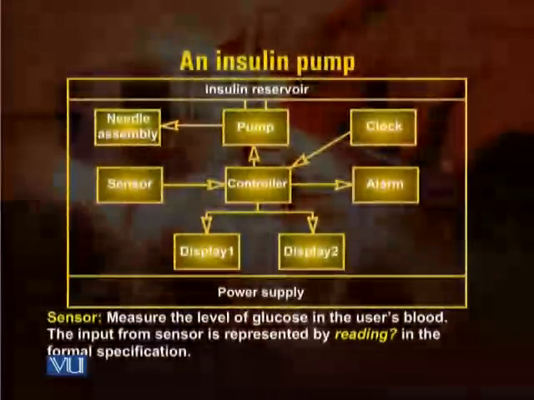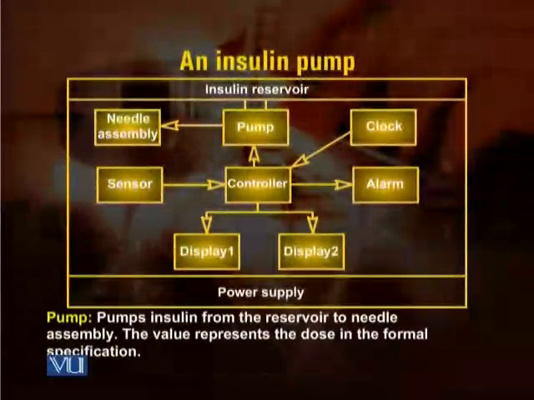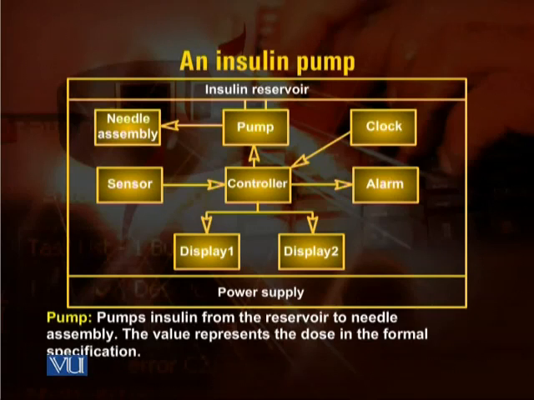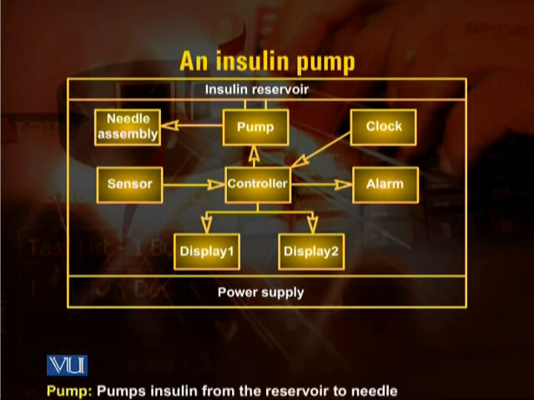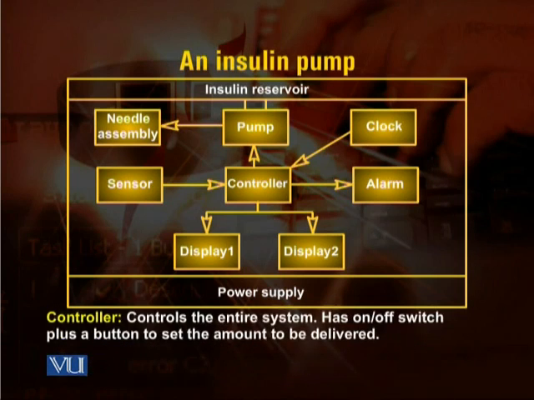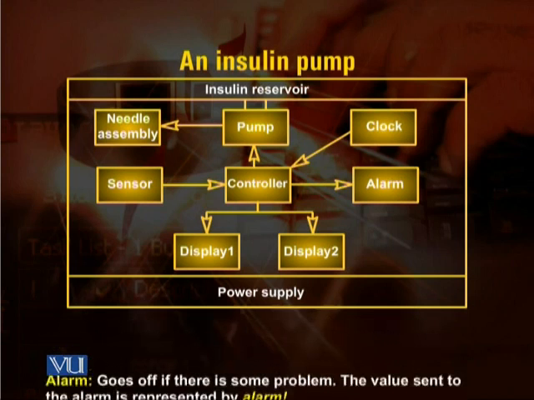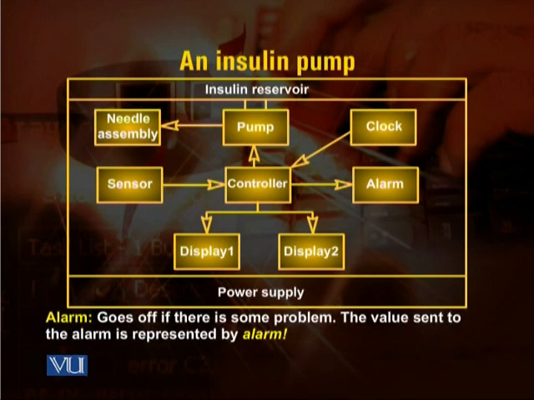Then we have the pump. This pumps insulin from the reservoir to the needle assembly, and the value is represented by the dose in the formal specification. Then we have the controller, which controls the entire system. It may have an on-off switch plus a button to set the amount to be delivered, how much insulin is to be delivered. Then we have the alarm, which goes off if there is some problem.